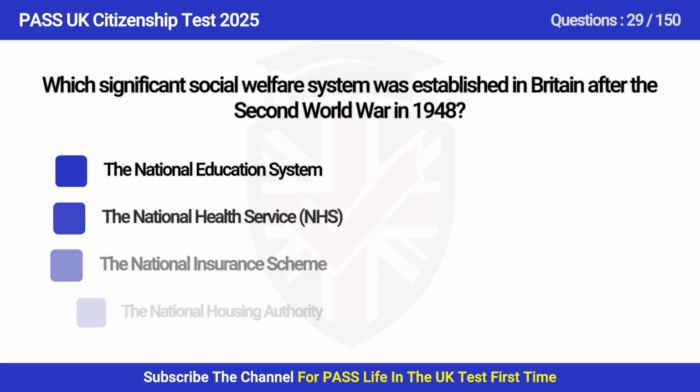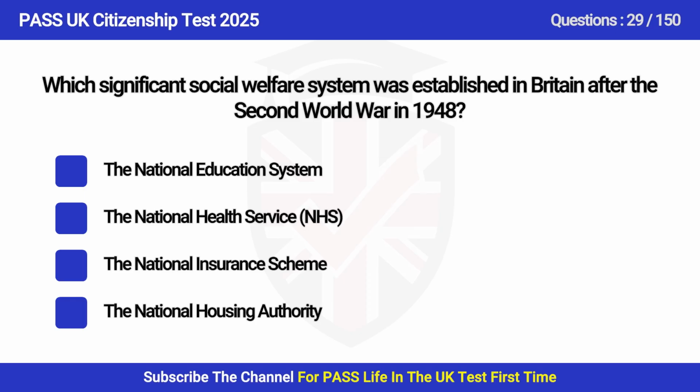Question 29. Which significant social welfare system was established in Britain after the Second World War in 1948? A. The National Education System, B. The National Health Service, C. The National Insurance Scheme, D. The National Housing Authority.